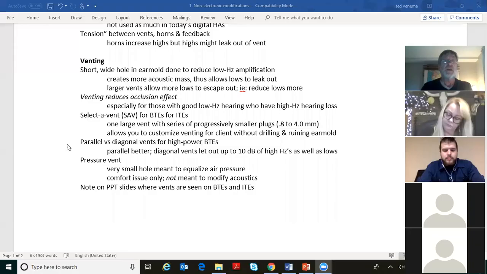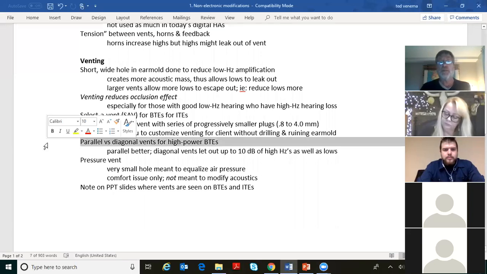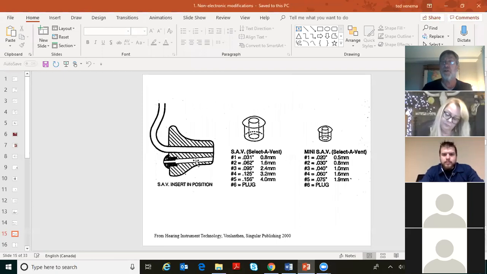But always remember, the size of the vent is going to interact with the feedback given by the hearing aid. And you've got to find the right balance between venting and excess feedback. And it may be a compromise on both ends, especially for the person who's got good hearing in the lows and a hearing loss in the highs. So, all right. In the old days, people used to talk about parallel vents versus diagonal vents. Well, that just meant here's a parallel vent.